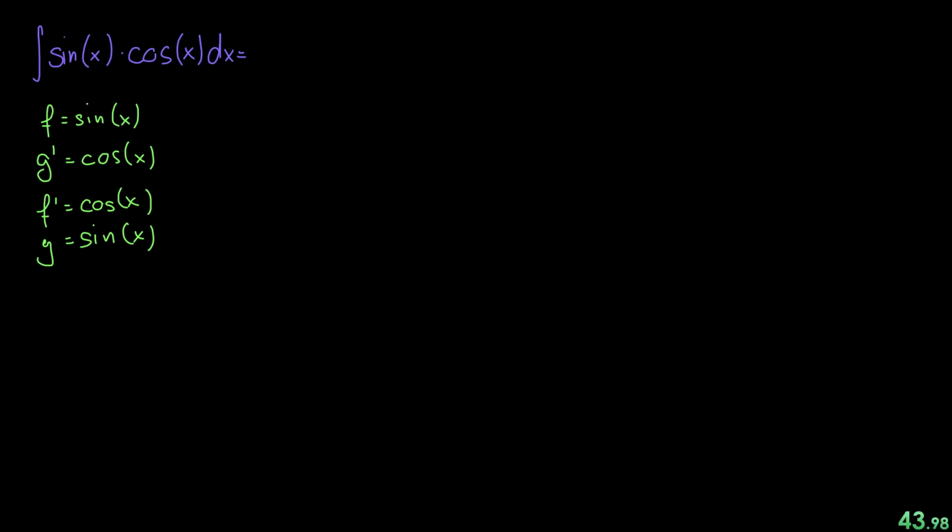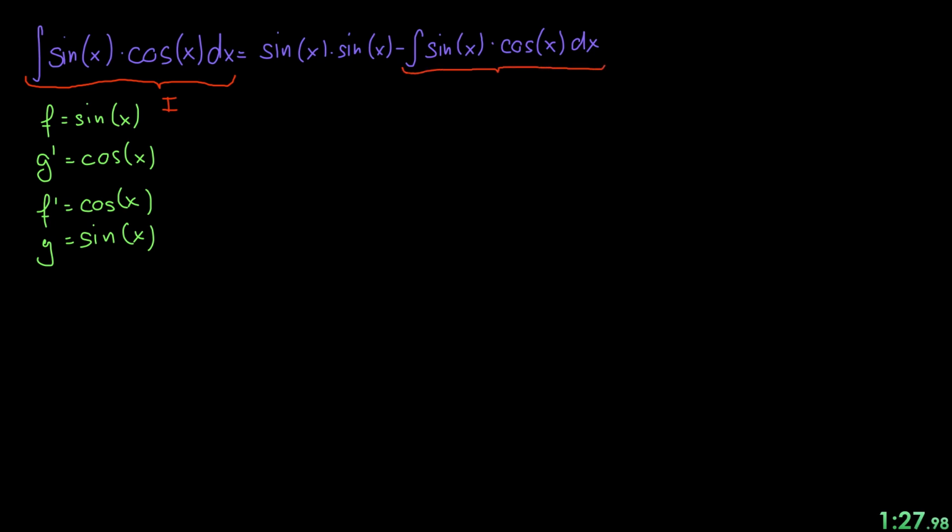We have to multiply f times g, which means we have sine x times sine of x, minus the integral of sine x, which is our g, times our f prime, which is cosine of x dx. And now if we look closely, we see that the integral on the front, which I will call I, reappears on the back. Which means I is equal to, let me multiply these two together, sine squared of x minus I.